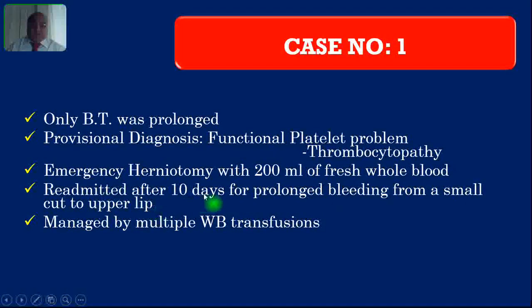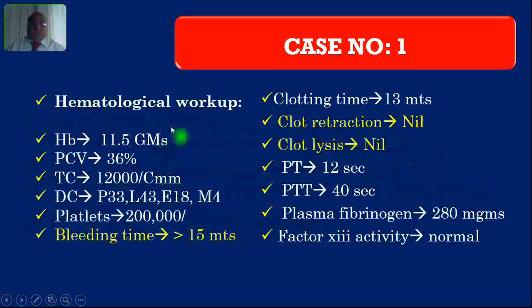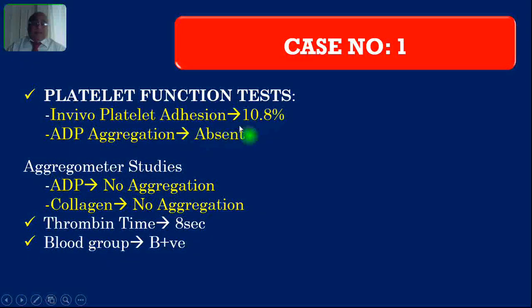The patient was readmitted after 10 days for prolonged bleeding from a small cut to the upper lip. He was managed by multiple whole blood transfusions. However, we sent blood for a complete hematological workup that revealed the bleeding time is prolonged, 15 minutes. There was no clot retraction, no clot lysis, and the platelet function test revealed in vivo platelet adhesion is only 10.8%. ADP aggregation was absent. Aggregometer studies reveal no aggregation with ADP and no aggregation with collagen. However, the thrombin time is normal.